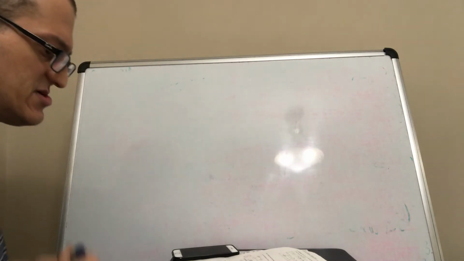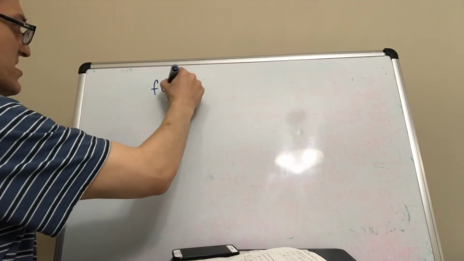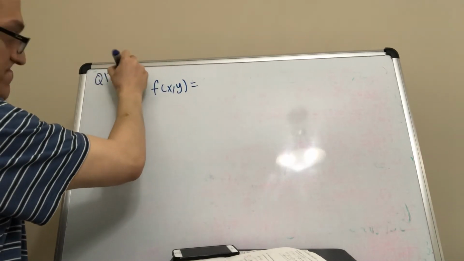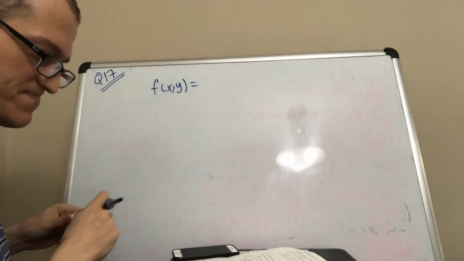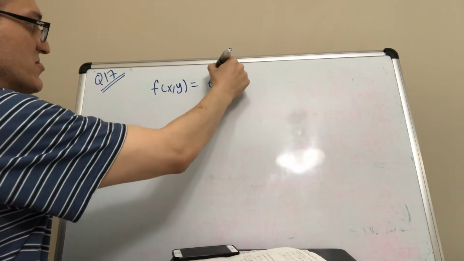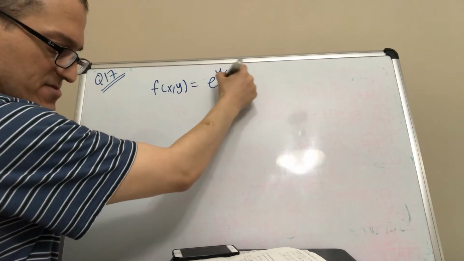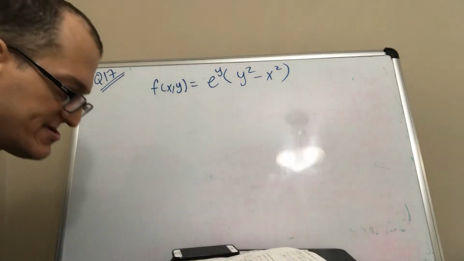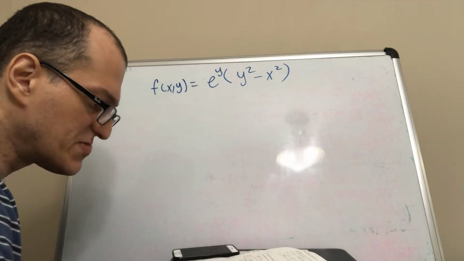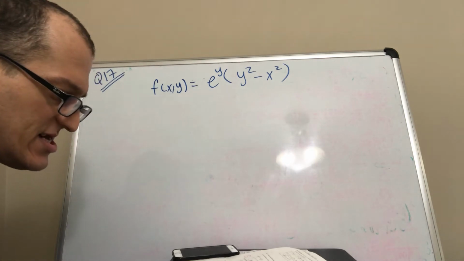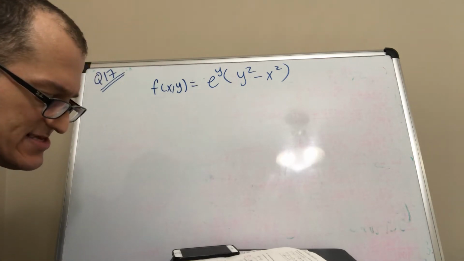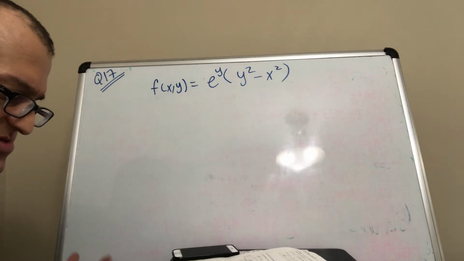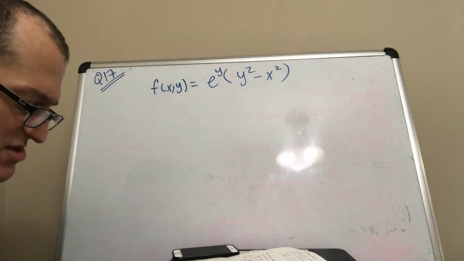Question 17, you're given this function f of x, y, and it's e to the y squared minus x squared. You need to find the critical points and verify, do the process and see if it's a saddle point. If it's not a saddle point, show all the necessary work.